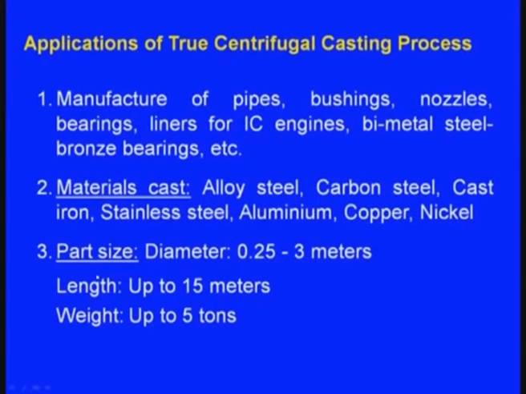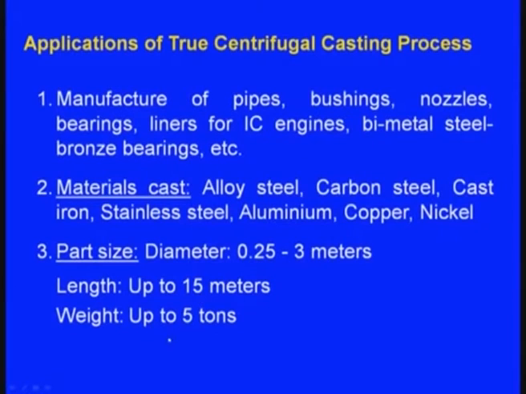Now, let us see the part size. Diameter varies from 0.25 meters to 3 meters. You can see the diameter can be 3 meters, means very large, and length up to 15 meters and weight up to 5 tons, means small castings can be made and very big castings can be made.